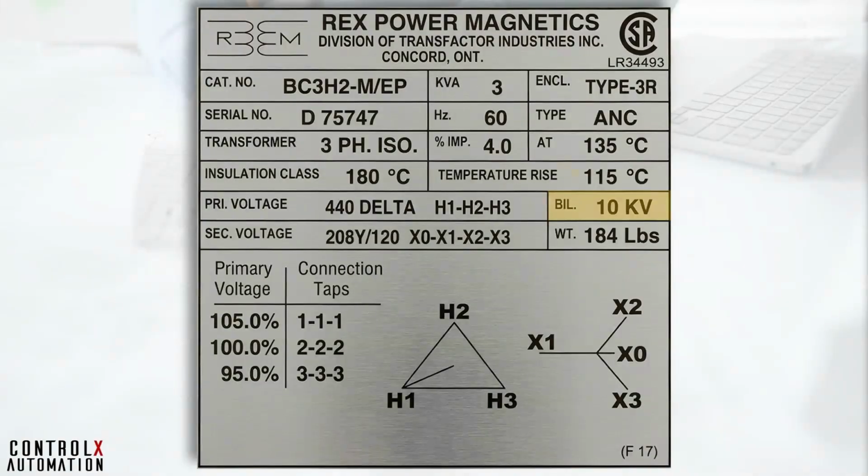BIL stands for Basic Impulse Insulation Level. It means that this unit can withstand transient voltage surges like lightning strikes up to 10 kilovolts. This one is obvious, it's the physical weight of the unit.